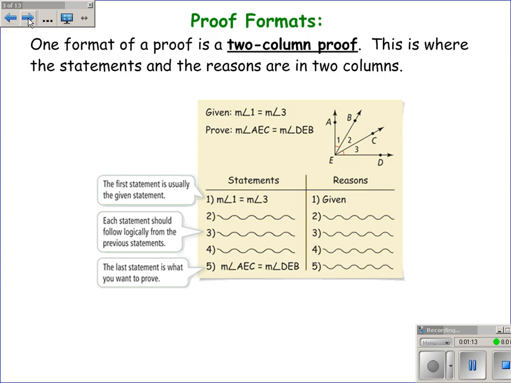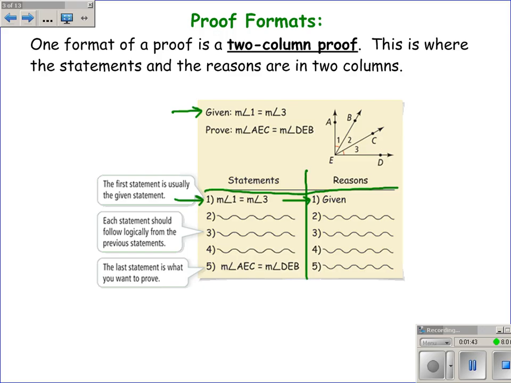Okay, the format that we use, most often we'll use a two-column proof. A two-column proof has two columns. The left column has the statements, and the right column has the reasons. Okay, the reasons for those statements. We will also always start with a given statement. So we're given some fact, and that will always be our first statement, is our given. Okay, and the reason for that statement will be given.